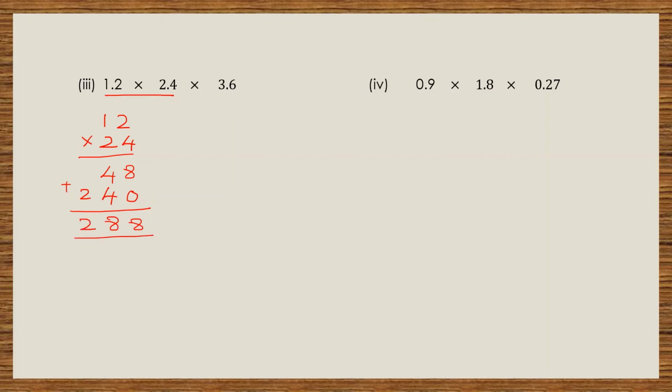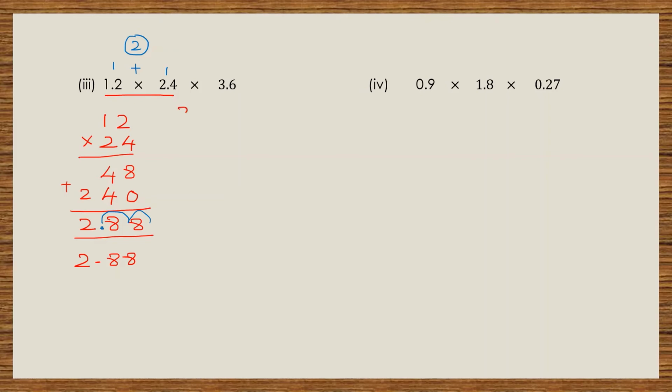Now go to the question, check the decimal places. 1 plus 1, so that's 2 places. So our answer also should have 2 places: 1, 2. So the number here is 2.88. It's not our final answer. We need to multiply with the third number, which is 3.6. So I'm going to ignore the point for 2.88.